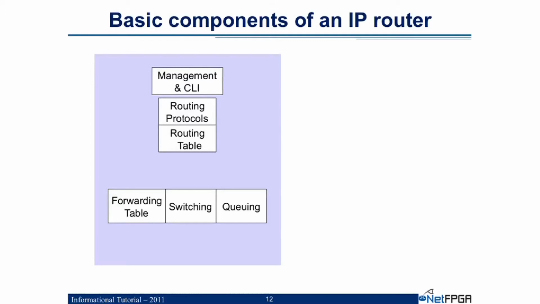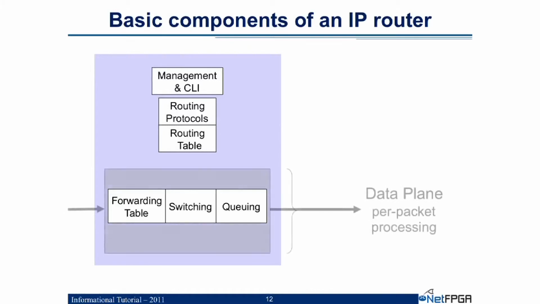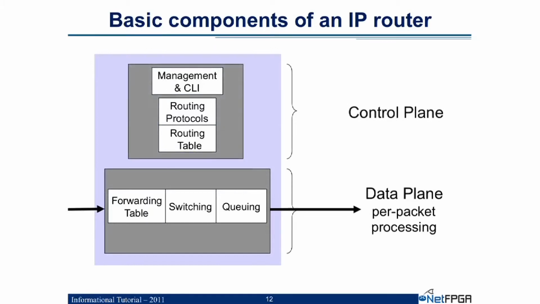Network administrators require the ability to manage routers within the network. As a result, routers contain some sort of management and command line interfaces. If we look at these components, we can split them broadly into two categories: those elements that are directly responsible for forwarding traffic, and those elements that control the operation of the router. The elements responsible for forwarding traffic are the forwarding table, the switching component, and the queues. Together these components are known as the data plane. The remainder of the components are responsible for controlling the router and are known as the control plane.